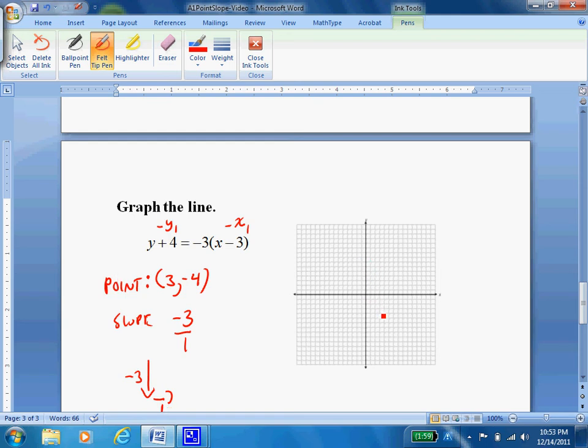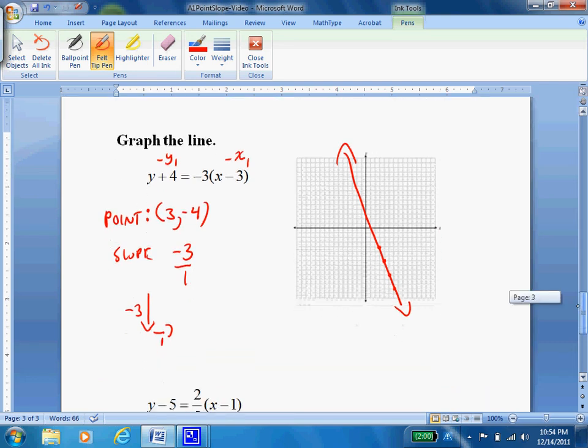So 3, negative 4. And then my slope tells me to go down 3 and 1 over. So let's go down 1, 2, 3 and 1 over. And I'll just do it maybe 1 or 2 more times. And then I can just connect my line. That's all there is to it. Identify the slope and identify the point, and then just use that information in order to graph.